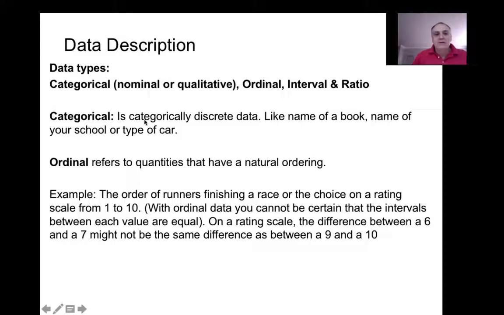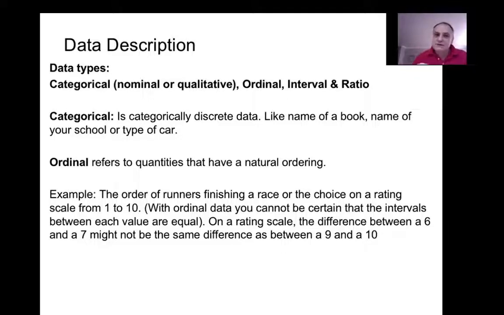Let's just go back quickly over this. So your descriptions over here, if I can move myself out of the way. Your data types: your categorical, remember we said it's called qualitative or nominal. So you've got categorical, ordinal, interval, and ratio. Your categorical is categorized as discrete names or data, like the name of a book, or the type of school that you went to. Ordinal refers to quantities that have a natural order. For example, if you have runners coming across the line, there's an order. The first one came first, second, third, fourth.